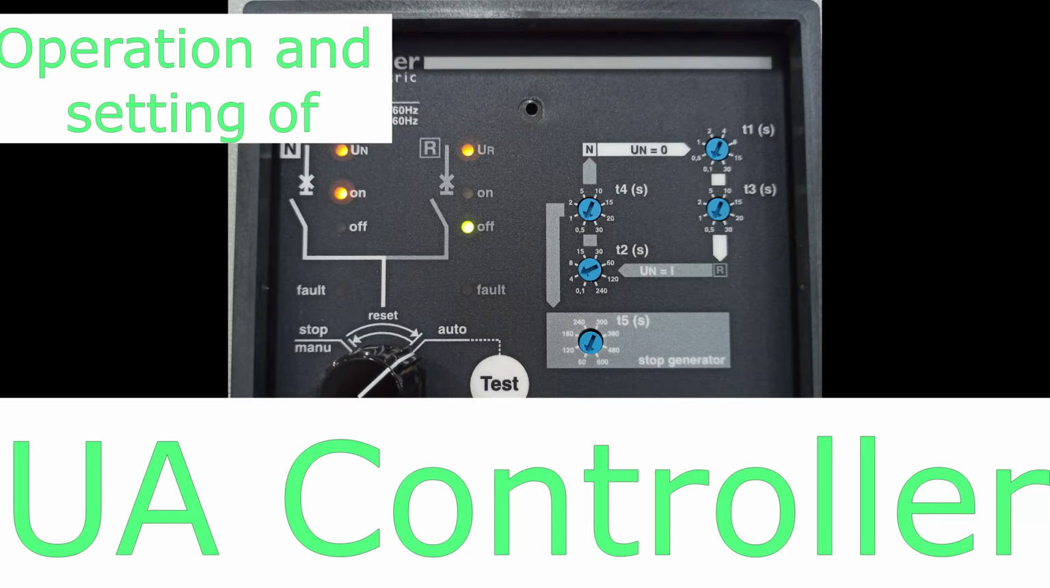Hello friends, in this video we will see the operation and setting of Schneider make UA controller. First we will see a few basic information about this controller. Schneider provides two types of such controllers for ATS operation. One is UA controller and second is BA controller. Only UA controller has engine start feature.